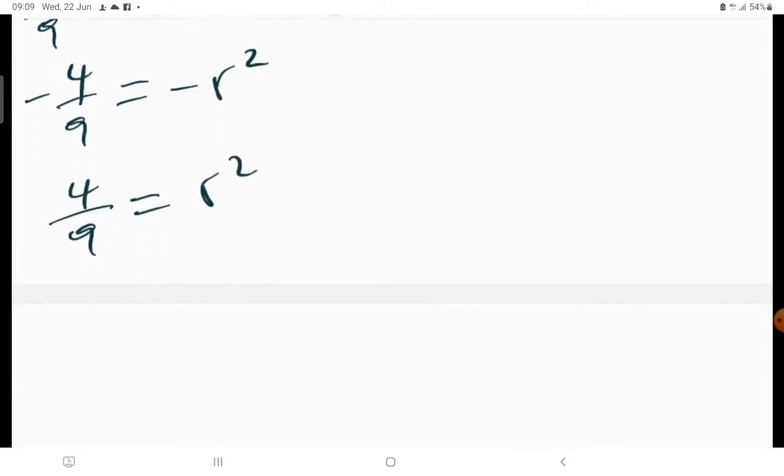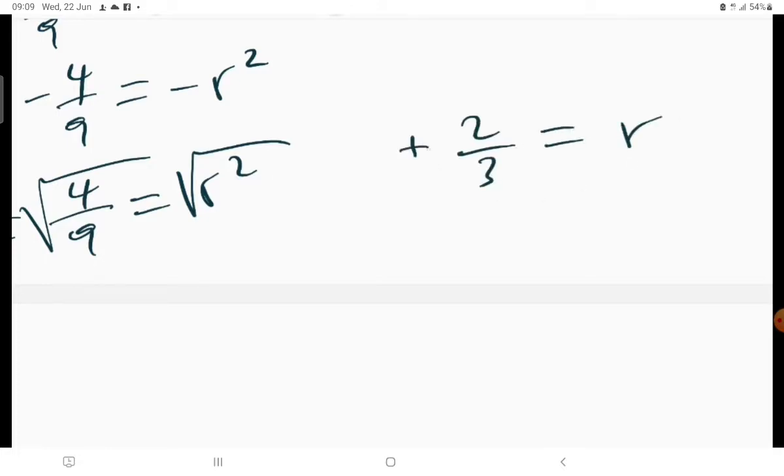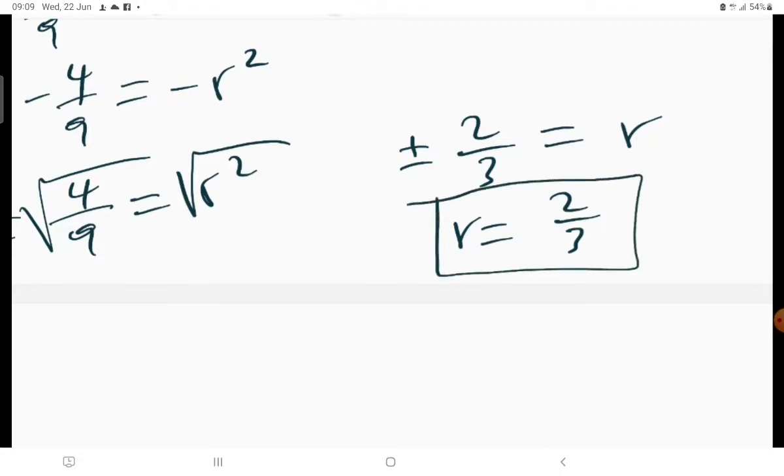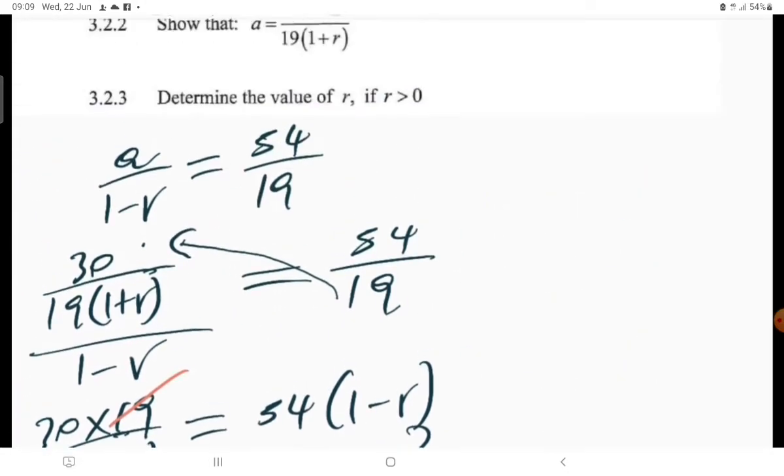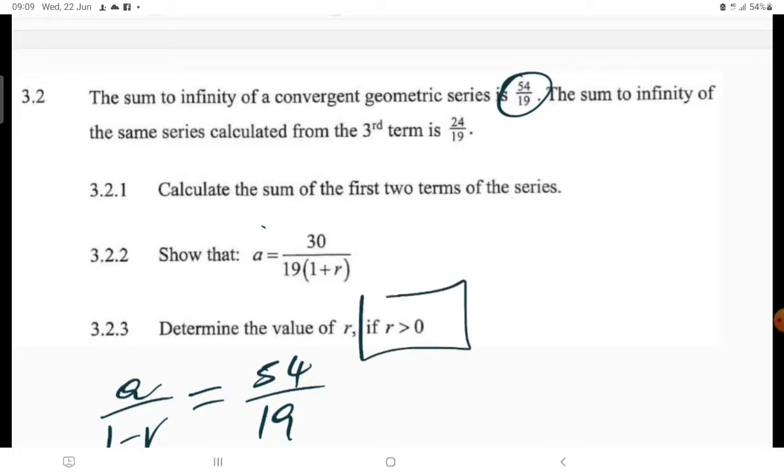Then therefore you can find your r by applying a square root to both sides. Then you have plus or minus 2 over 3 is equal to r, which is plus or minus that. Then therefore your r is going to be 2 over 3. So we did manage to find r, which is greater than what? Which is positive, which is greater than 0.